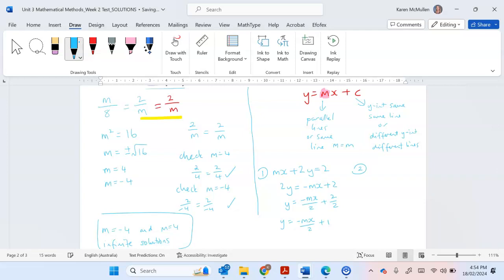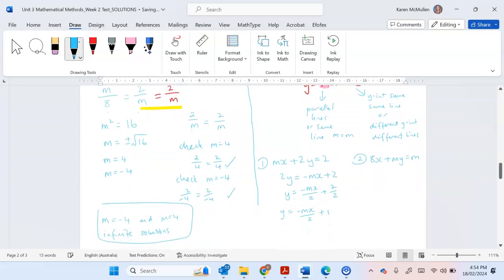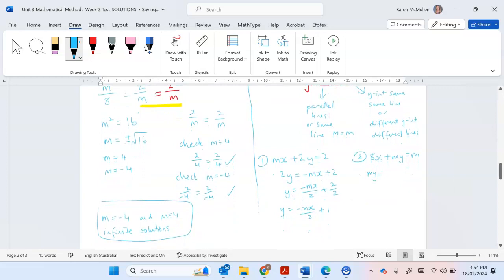And then we've got our second equation. So we've got 8x plus my equals m. We do the same thing. So my equals -8x, oops, that should be an x, not an m, 8x plus m. So y equals negative 8x over m plus m over m. And when your numerator and your denominator are the same, it's going to be plus 1. So I can already see that my intercepts are the same.